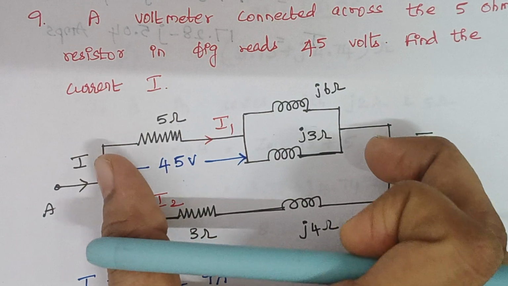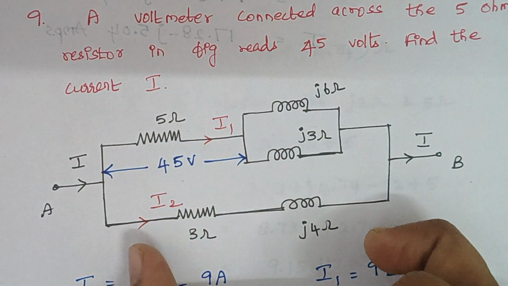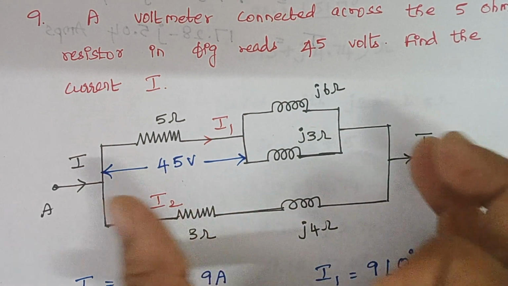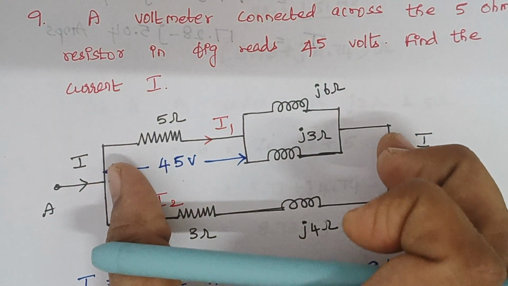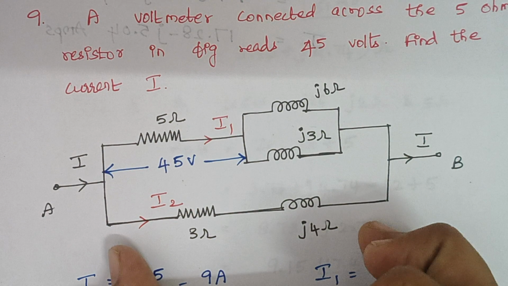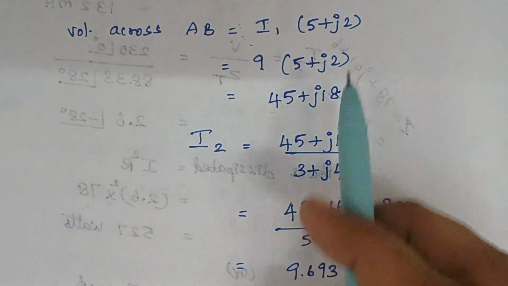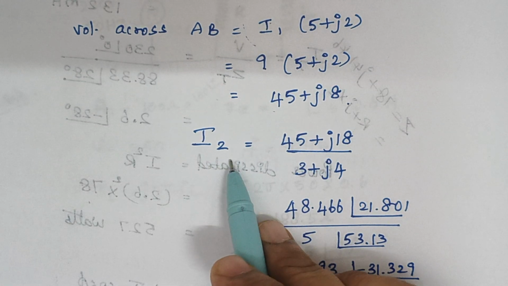So voltage across AB, again when you look back, is this, right? So this voltage will be impressed across this branch also, because these two are in parallel, right? So voltage across this branch is equal to voltage across this branch. So here I2 is easily calculated, right?